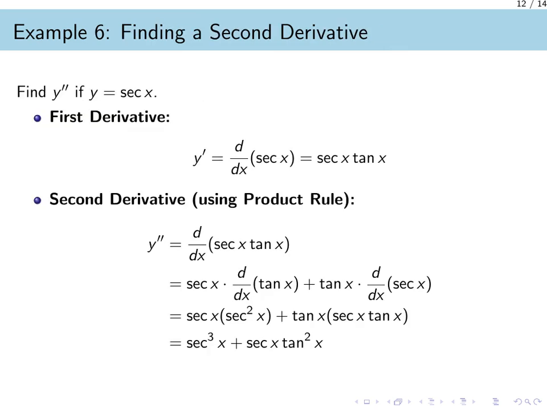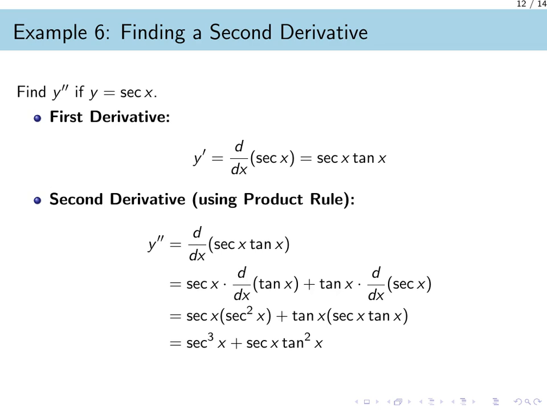Let us practice finding a higher order derivative by calculating the second derivative of the secant function. We begin with the first derivative of secant x, which we know is secant x times tangent x. To get the second derivative, we must now differentiate this product, which requires us to use the product rule. Following the rule, we take the first term, secant x, and multiply it by the derivative of the second term, tangent x, which gives us secant x times secant squared x.